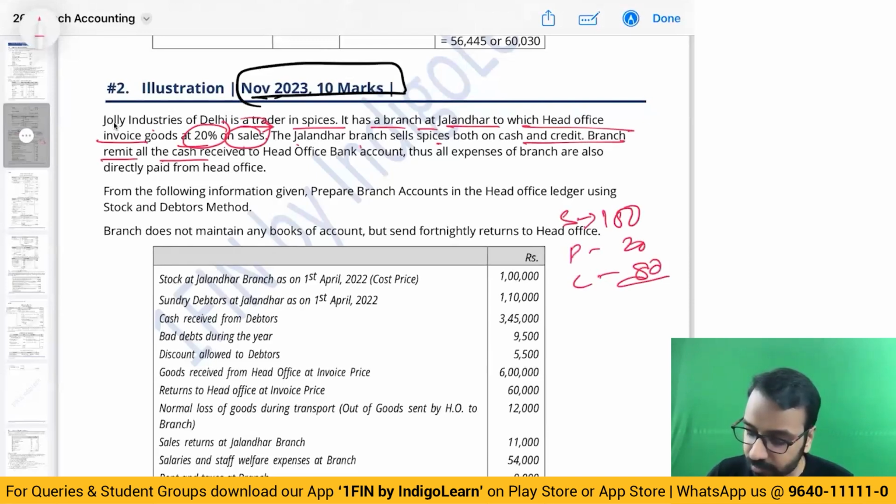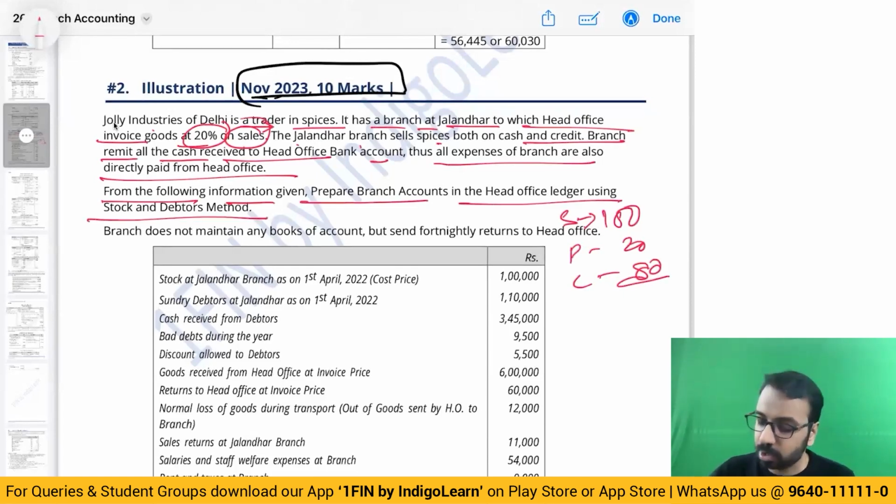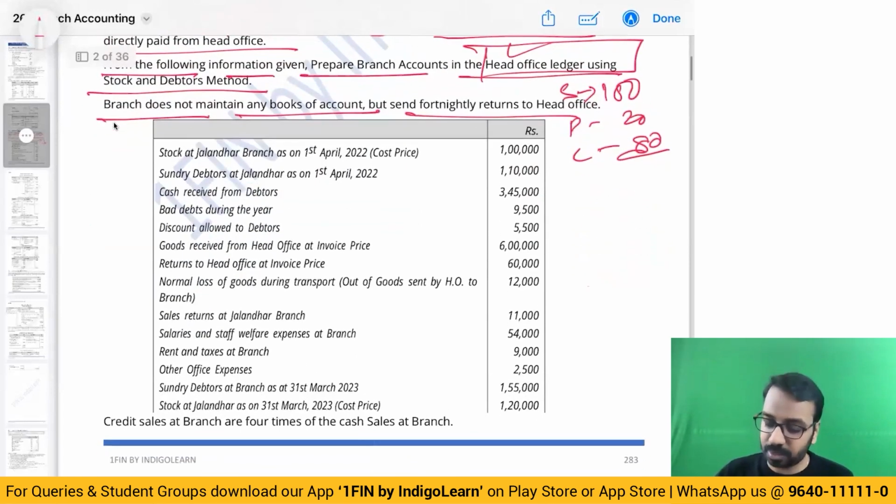Branch remits all cash received to head office. Thus, all expenses of branch are also paid from the head office. From the following information, prepare branch accounts in the head office using stock and debtors account. So where are we preparing? We are preparing in the head office books. Branch is not maintaining anything. Branch does not maintain any books but sends fortnightly returns.